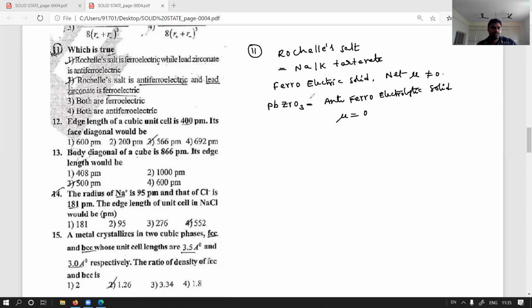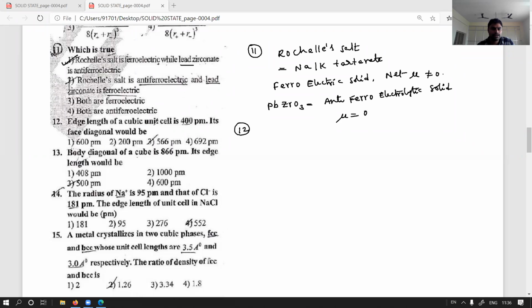Okay. So the options are not given properly here. But the first one, Rochelle salt is ferroelectric and lead zirconate is antiferroelectric. So the first option is correct. Next, 12th question, let's see.